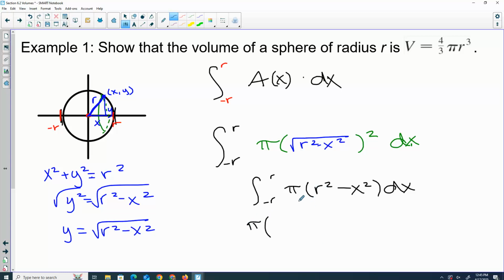What is the antiderivative of r squared if x is the variable? R is a constant. It's just like a 5. The antiderivative of 5, you add your x. So r squared x, minus the antiderivative of x squared, which is 1/3 x cubed.